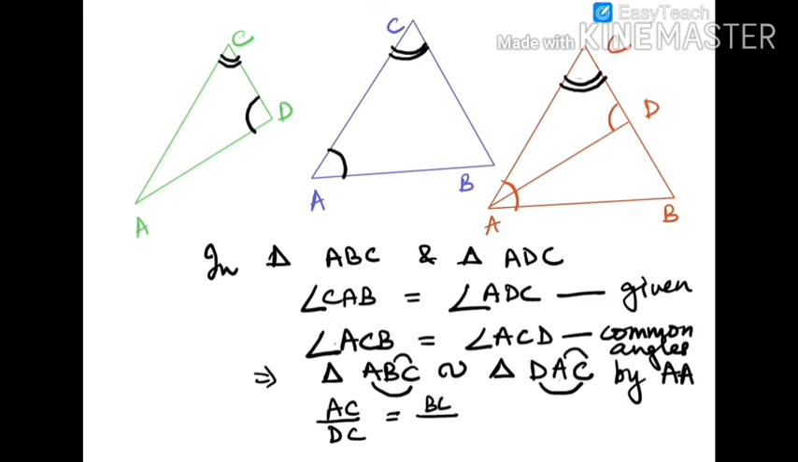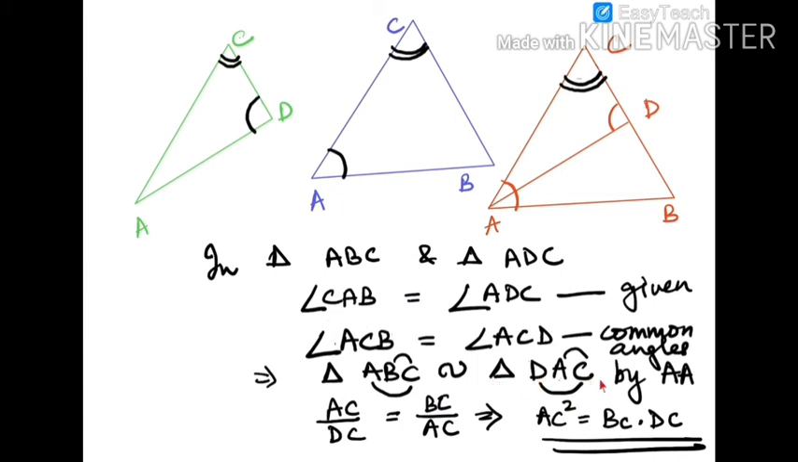So when you cross multiply, we will get AC square equal to BC into DC. In order to arrive at this result, it is important to write the correct order of similarity. Only then we can write the ratios correctly, and on cross multiplying we will get correct answer.